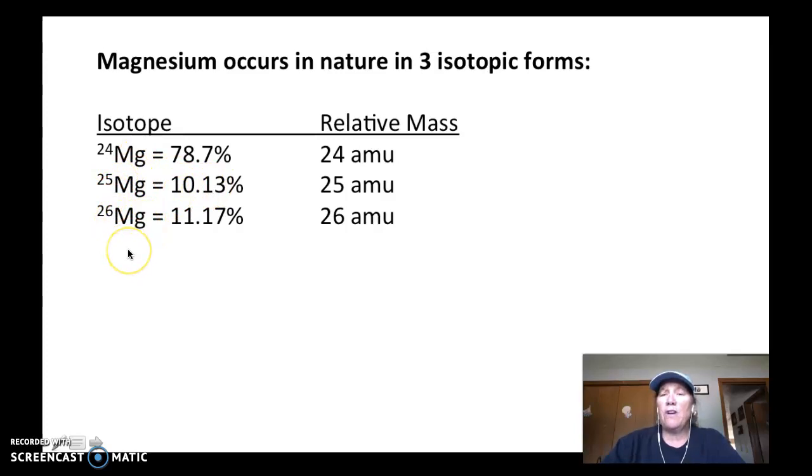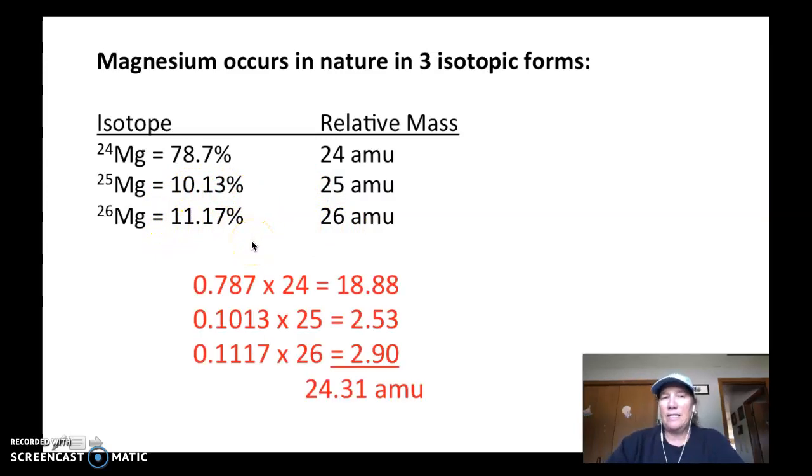So what you do to find their mass is you take the mass that they have times their percent. Now remember, percent, we have to change this back to a decimal, so we have to move it over 2. So we would take 24 times 0.787. We take 25 times 0.1013, and we take 26 times 0.1117, like I did here. Again, the trickiest part of these is to make sure you move that decimal over.